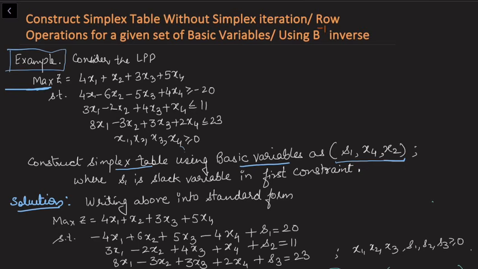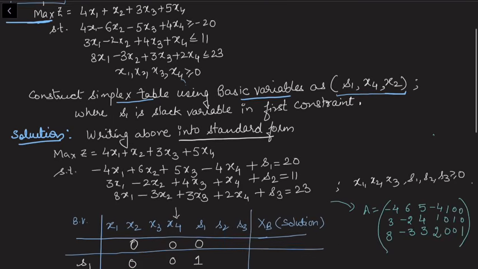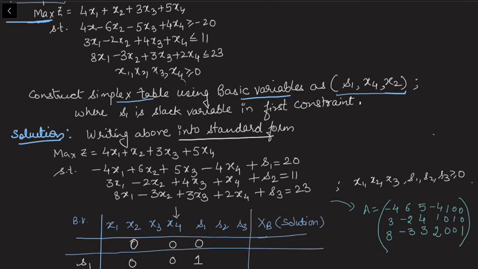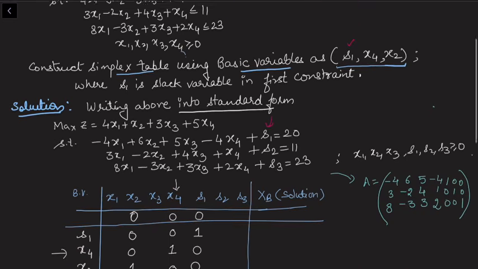Now, as a standard procedure, we write this LPP into standard form. Noticing that the first constraint's right hand side is minus 20, we first multiply by a minus sign, and hence this greater than or equal sign converts into less than or equal to 20. And so we added a slack variable S1, which is mentioned here in the problem, and S2, S3 are the slack variables in the second and third constraints.